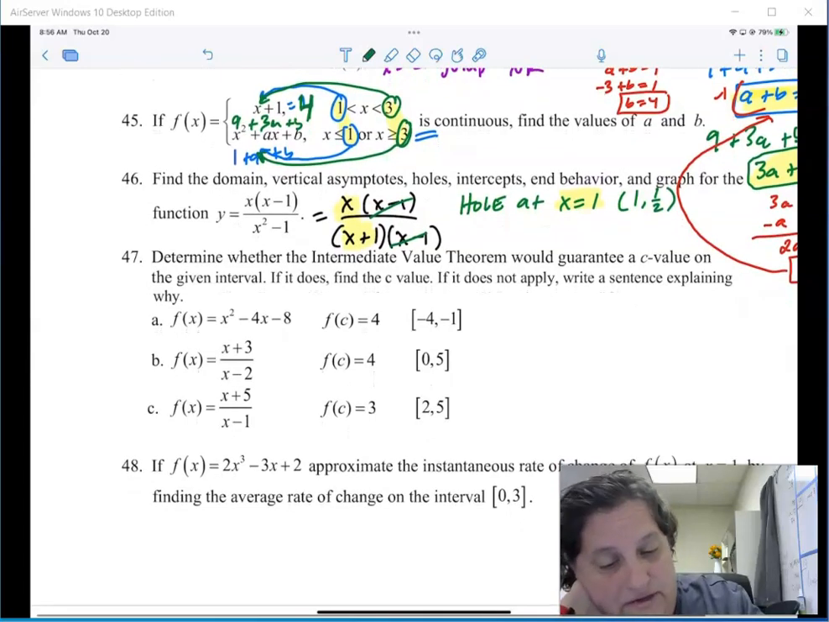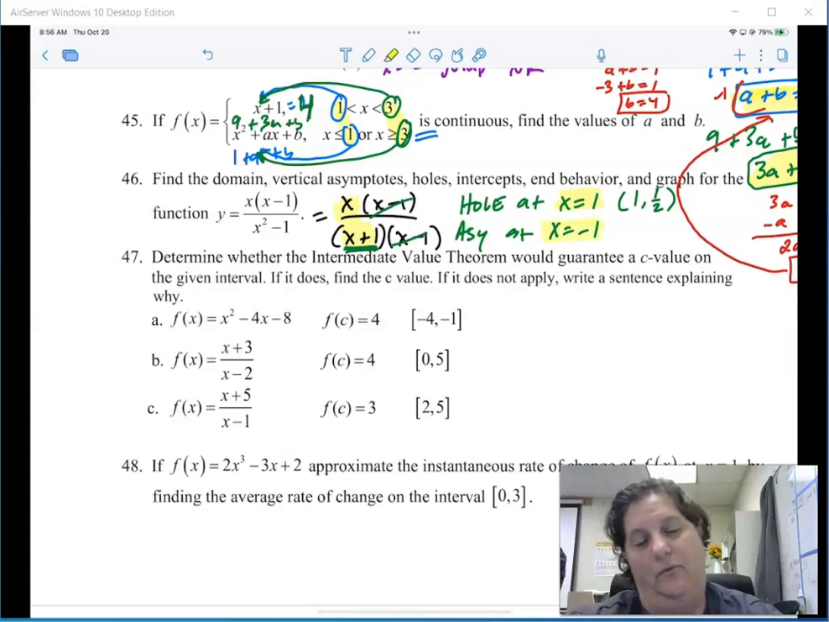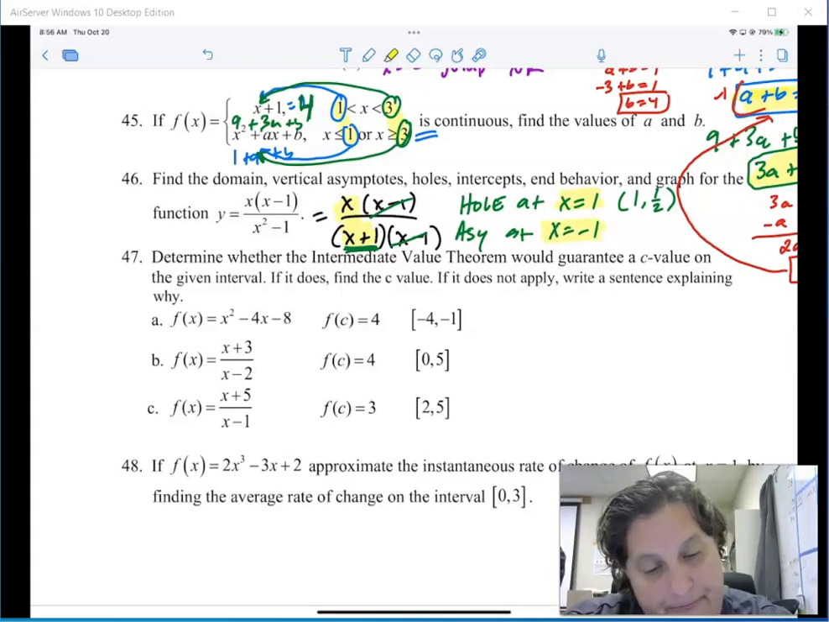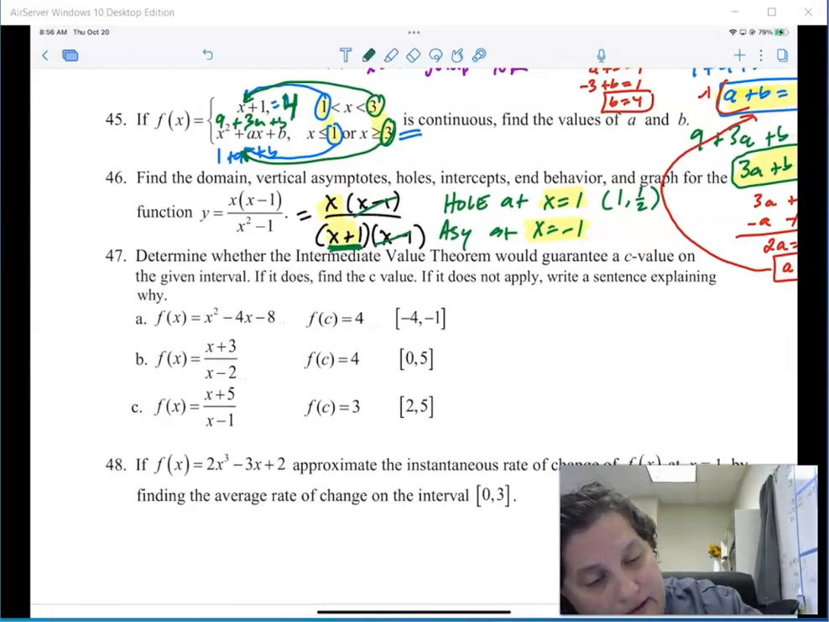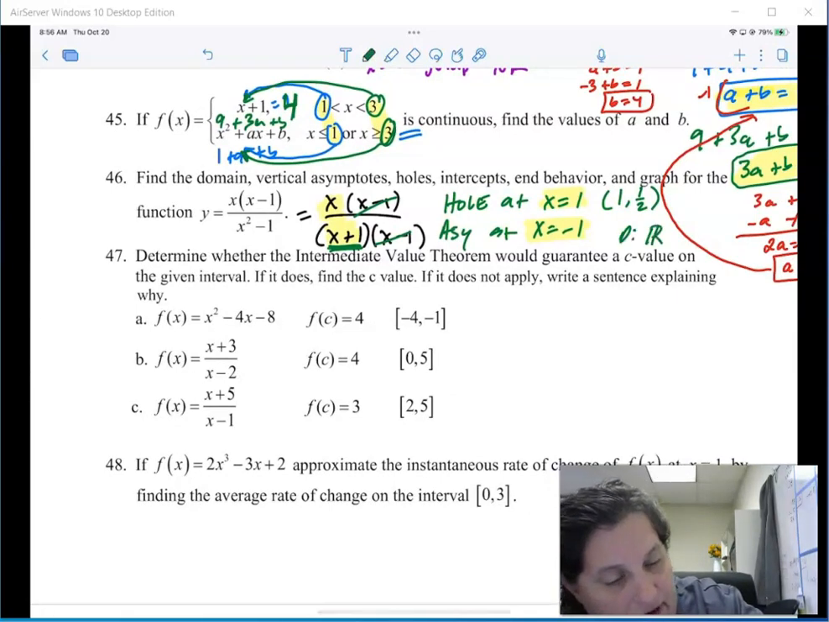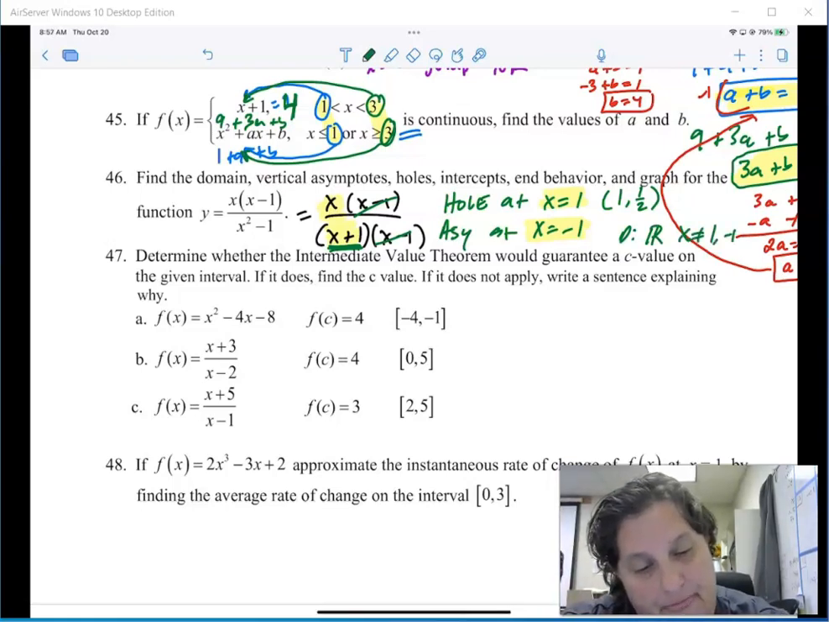Vertical asymptotes, once I cancel that out, are wherever the bottom equals 0. So there's a vertical asymptote at negative 1. That one doesn't have a y coordinate because it's just an asymptote. Okay? So the domain is all real numbers except 1 and negative 1, because that's for my hole and my asymptote.